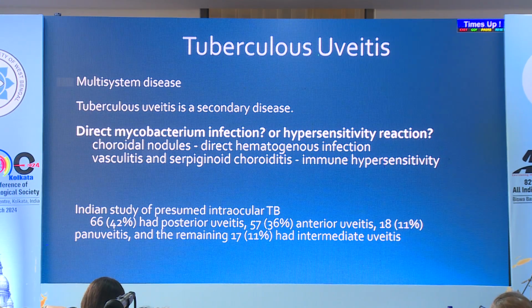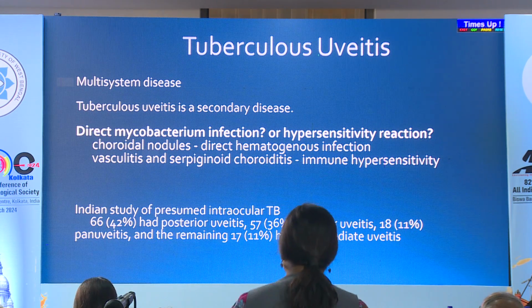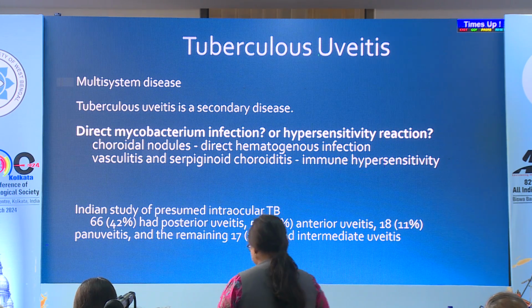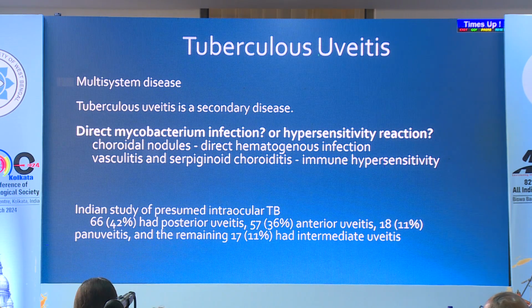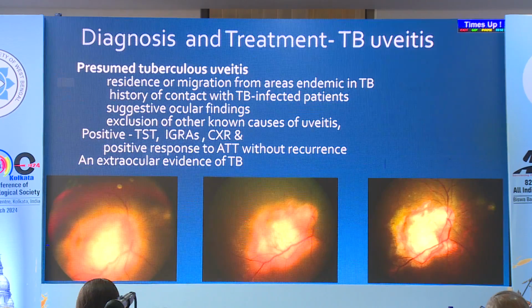Tuberculous uveitis has already been spoken about elegantly by Dr. Biswas. I'd just like to say that tuberculous uveitis is a secondary disease and may be either direct Mycobacterium infection or a hypersensitivity reaction. A large study on ocular tuberculosis from India showed that panuveitis is about 11% of all cases of ocular tuberculosis. As he already said, it presents with a myriad of features like granulomatous anterior uveitis, solitary or multiple choroidal nodules, neuroretinitis, subretinal abscess, focal and multifocal choroiditis.